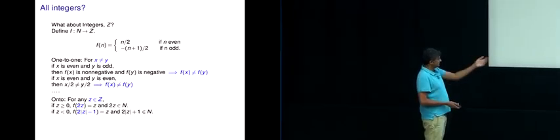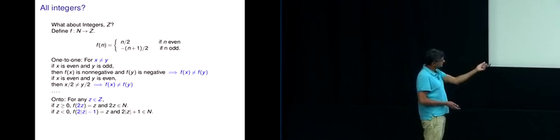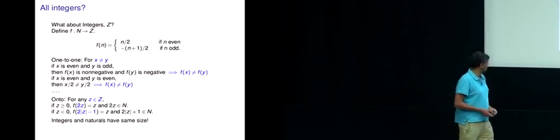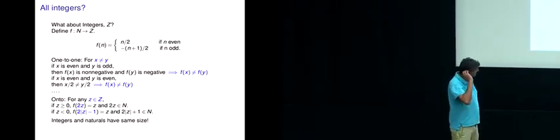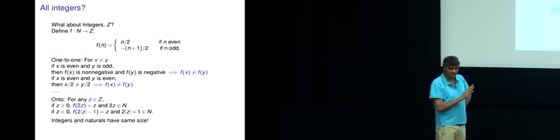Okay, and clearly 2 times the absolute value of z plus 1, if z is an integer, is a natural number. So it is in the domain. So this says integers and naturals have the same size. Now this starts to get annoying, to write these in and do these proofs.